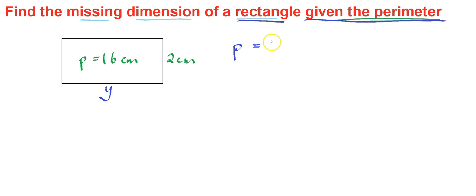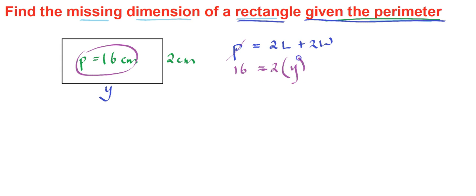So perimeter equals 2L plus 2 times W, right? Now let's plug in what we know and see where it leaves us. So we're given the perimeter. So the next line of working can look like this. We know what the perimeter is, 16, and that equals 2 times y, we don't know what the length is, plus 2 times 2.